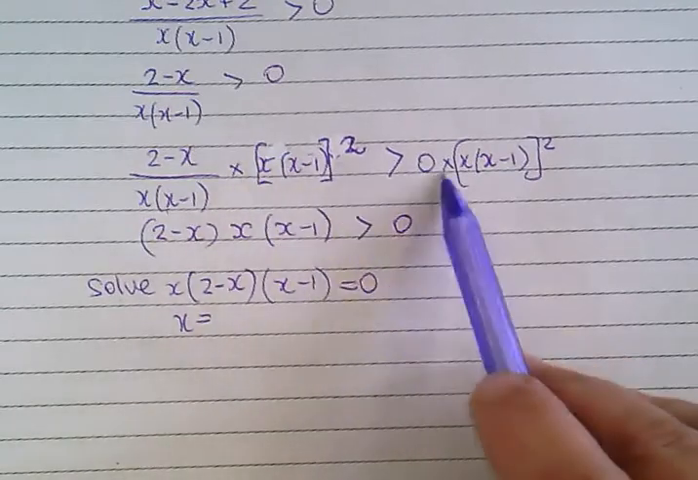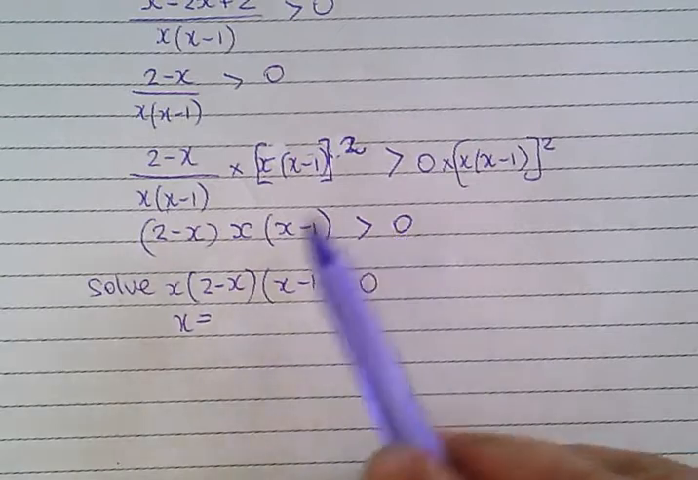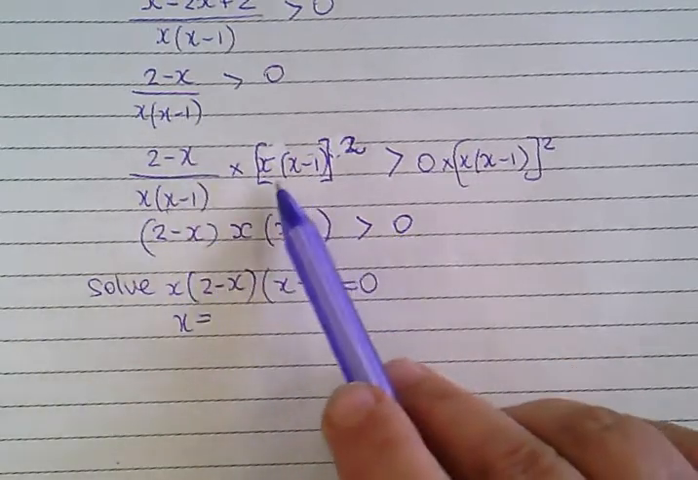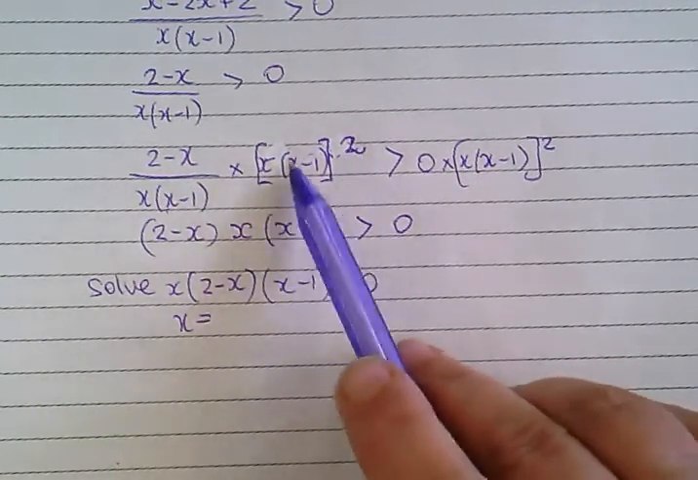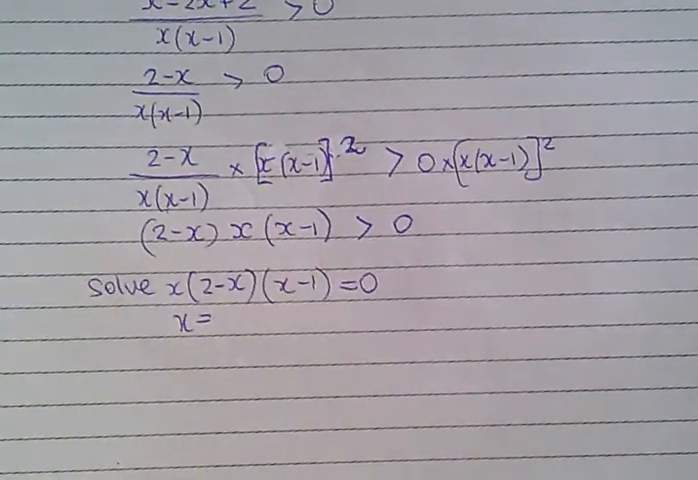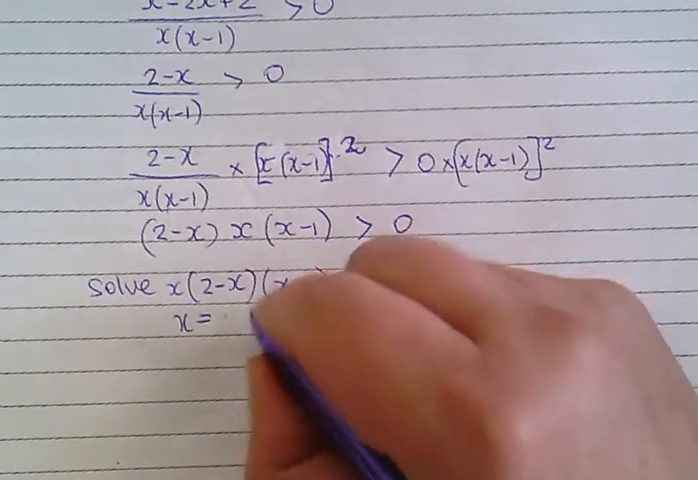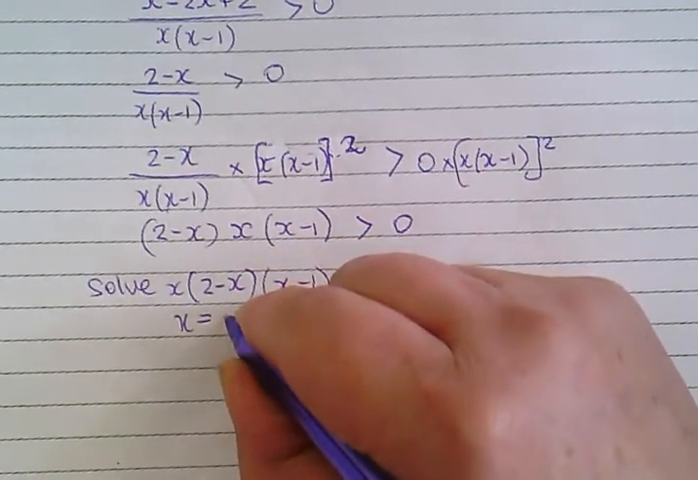Are we okay with this step? 0 times that is 0. Right. 2 minus x times one of the x bracket x minus 1's cancels with the denominator. Then I put the x in the front because it looks better. So x is what? Let's go. Come on. Help. What's x?